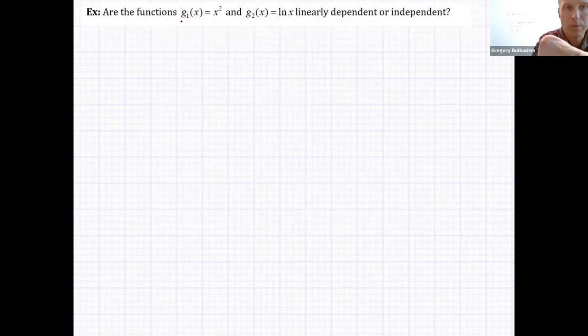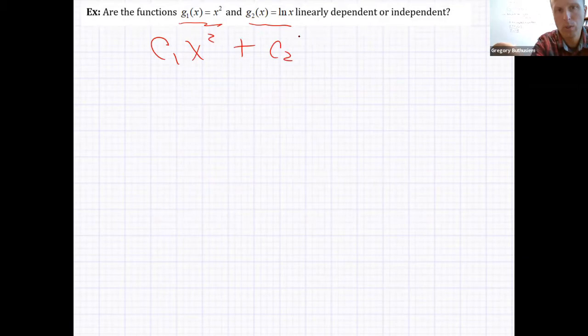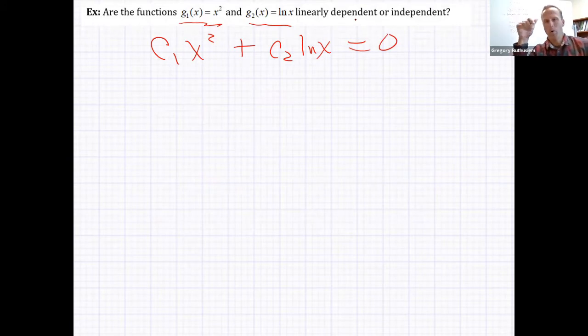How about these two? g1 and g2, are they linearly independent or dependent, right? So is there some C1 times x squared plus C2 times log x that I can make this thing equal 0? Well, the key in the last example was that they're related functions, right? The sine 2x had a double angle identity that was related to the other function, which was sine x times cosine x. So there was a way we could get them to cancel each other out.